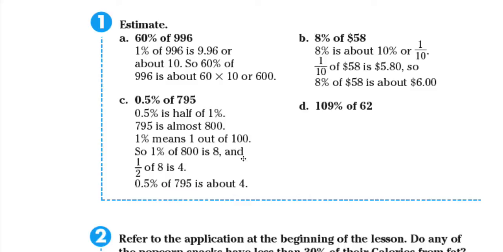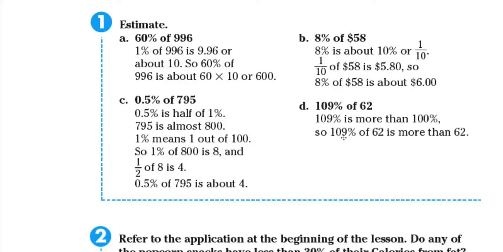And then 109% of 62. When you talk about 109% of 62, we use the meaning of percent method. It is more than 100%, which simply means that 109% of 62 is definitely more than 62. So 109% is almost 110%. And we know that 110% is the same as 100% plus 10% of it.